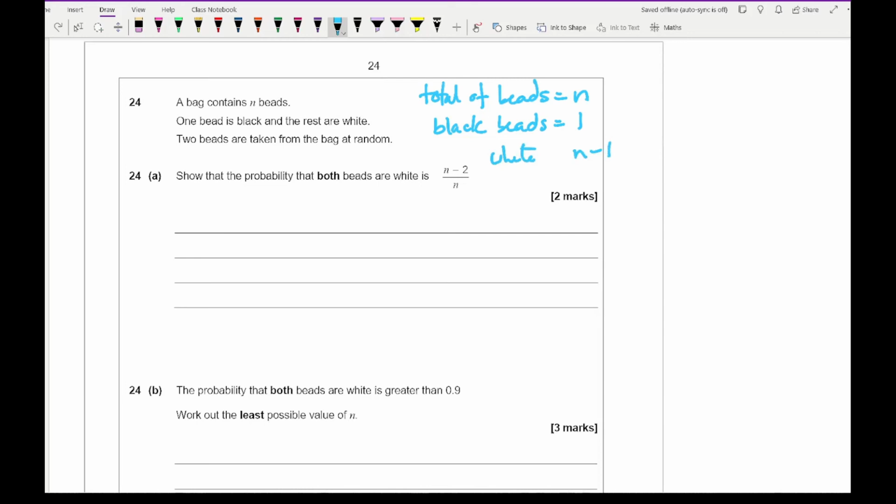So selecting one at random, if we select a white bead first, that's going to be n minus 1 over n. Then we want another one, so and. Now if we're taking another bead out, we've got one less white bead, so that's going to be n take away 2. And we've also got one less of the total number, which is n minus 1. Now from this, you should be able to spot that things cancel out. So this cancels with that, leaving me with just n minus 2 over n. And that's what we've been asked to prove.